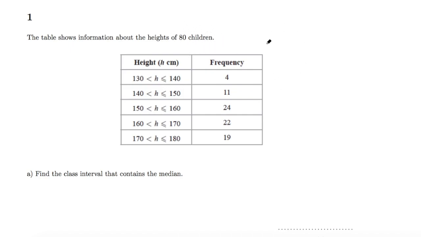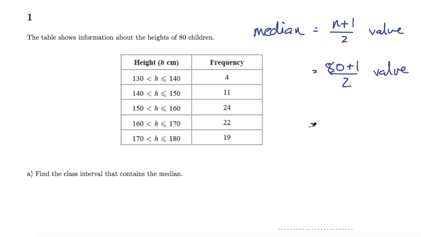And to find the middle value of anything, you can say the median value will be n plus 1 divided by 2. So that gives you the median, the middle value of this list of numbers. So if we take 80 plus 1, divided by 2, that gives us 40.5, or the 40.5th value. So in this list of values, we have 80 children and we need to find the 40th and the 41st, and they will fall inside the median class.